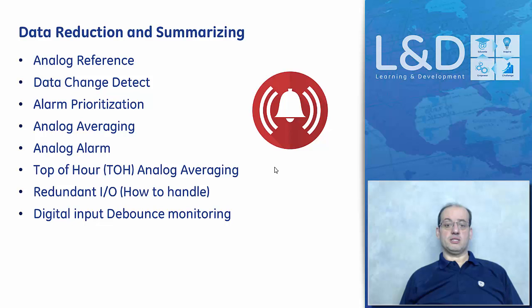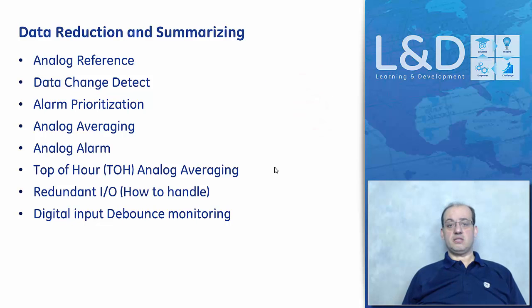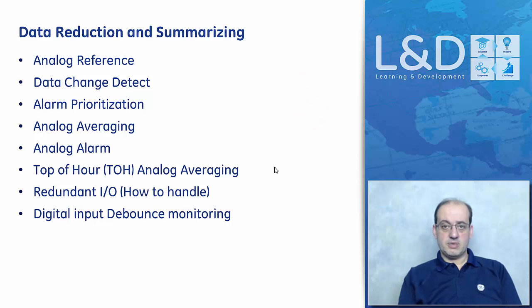You might want to do an averaging at the top of the hour, top of the minute, top of the second, and then redundant I/O. Redundancy is a big thing in our substations, and sometimes you want to take a source of data and split it into two, reporting to two separate target concentrators, because if one concentrator is down, then you can pick up the information from the second concentrator. So redundancy can become really expensive.